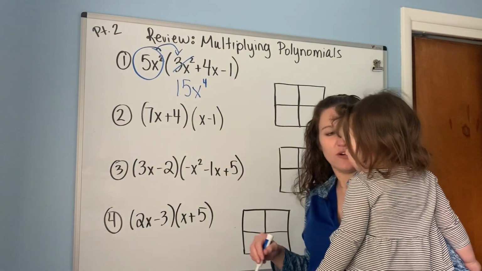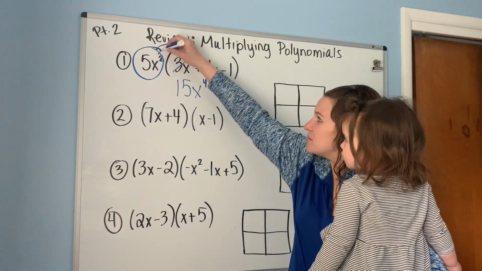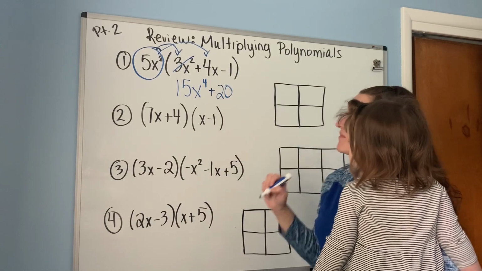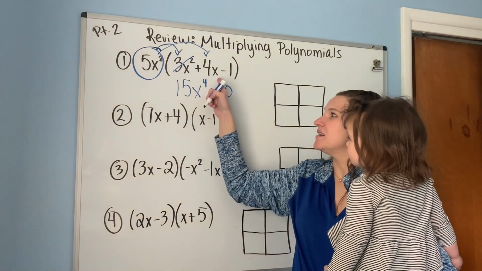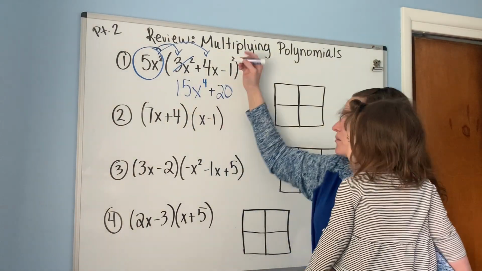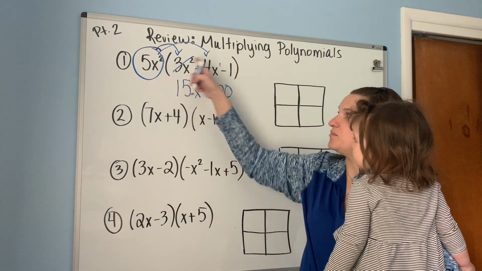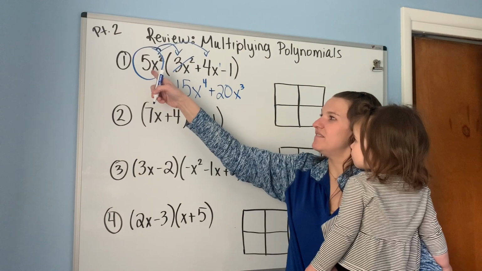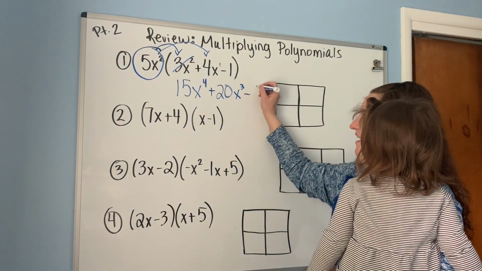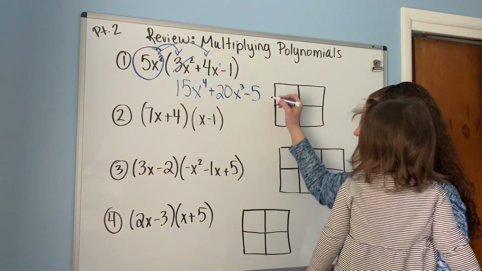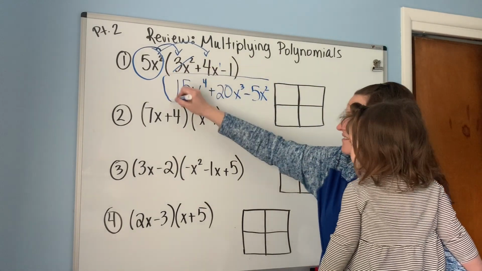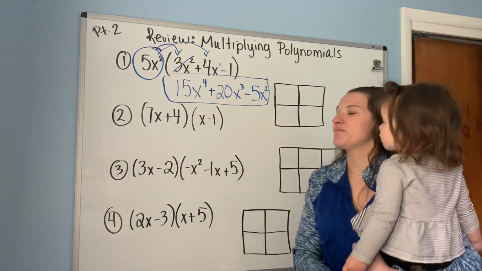All right, Henley, we got 2 more in here. 5 times 4 is going to give me 20. And then x squared times x. Remember, your exponent here is a 1. So 2 plus 1 is going to give me 3. And then lastly, 5 times negative 1 is negative 5. And then you're just going to keep the variable and the exponent on that one. All right. There's our first one.